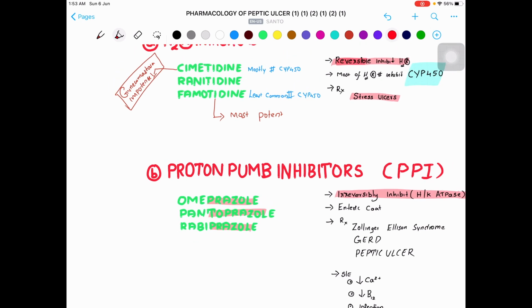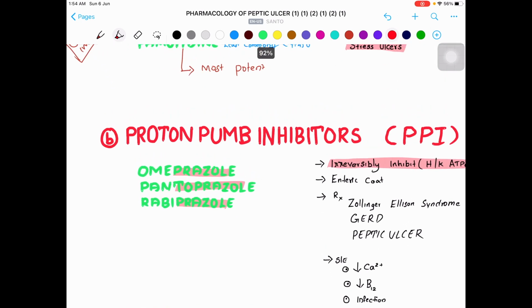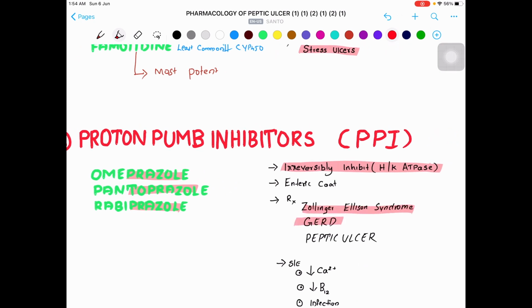The main thing you should remember is about the enteric coat. Proton pump inhibitors have an enteric coat which is acid resistant. This actually produces the systemic effect. The drug is covered with the acid resistant enteric coat, so the absorption of PPIs takes place in the intestine, and then it is delivered to the blood, and from the blood it comes to act on the parietal cells. Usually we use PPIs to treat Zollinger-Ellison syndrome, GERD and peptic ulcer.